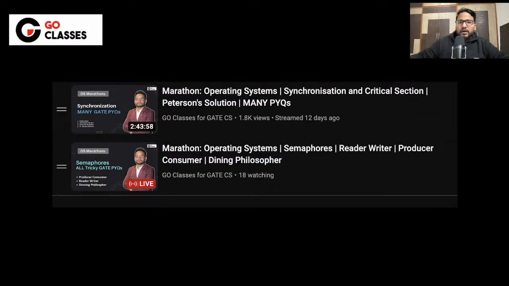So just watch the process synchronization marathon, and today we are going to see the marathon on semaphores live. In process synchronization, we have seen a couple of methods to synchronize. Can you tell me what those methods are? Hardware related methods, software related methods, and these things, right? Let me know how many of you have seen the previous marathon. If you have not seen it, I definitely recommend that you search on YouTube and watch it.